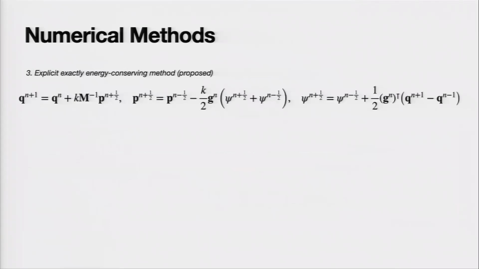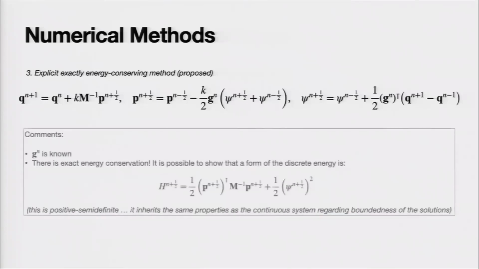And that's why I'm proposing to use this scheme instead, where, as I told you before, G, which includes all the nonlinearities in your system, is now evaluated at the time step n, meaning that G is known at all time steps. And the rest of the system, where you integrate Q, P, and psi, is completely linear. Okay?